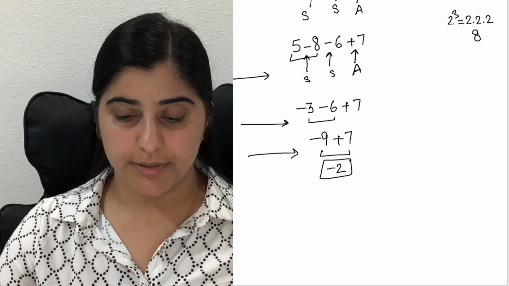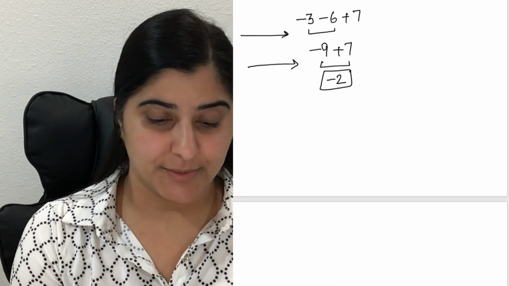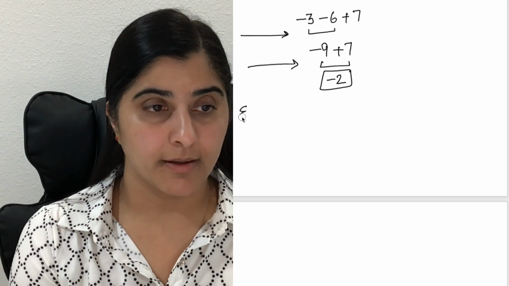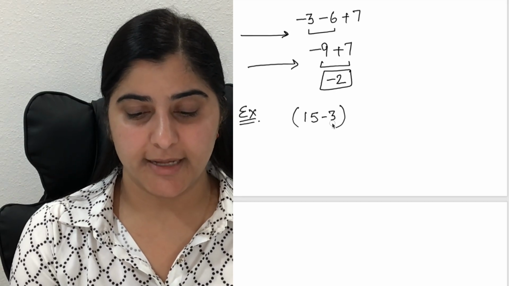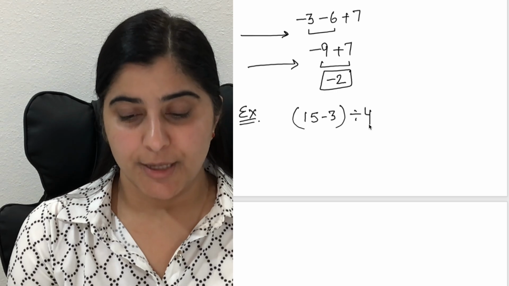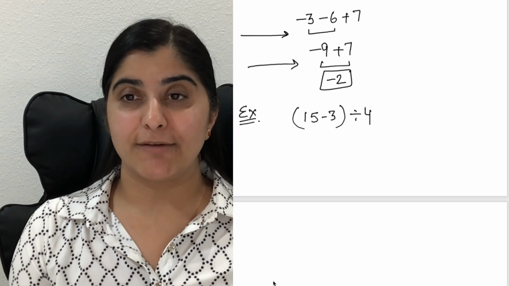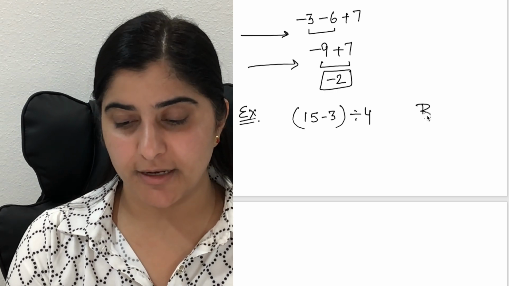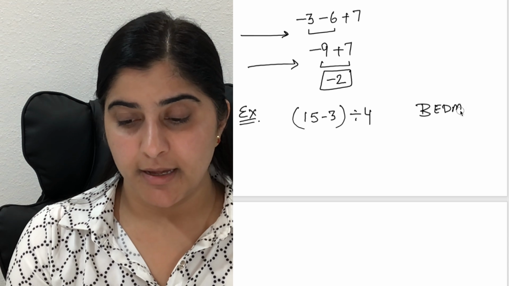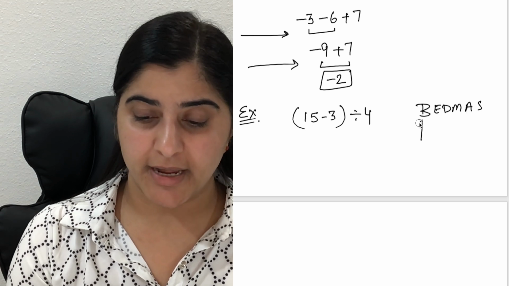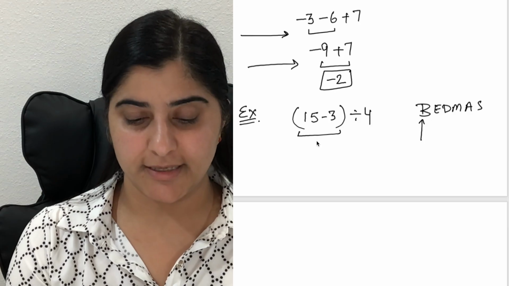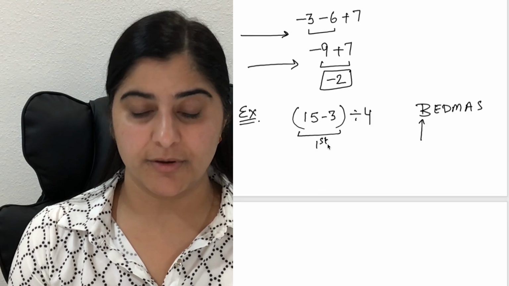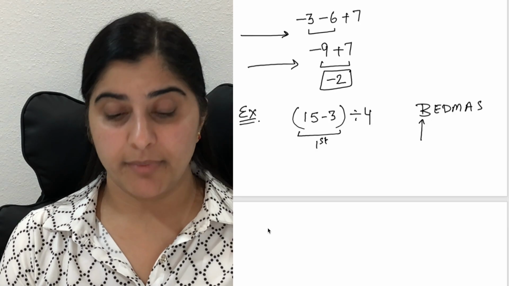Okay, let's do one more example here. 15 minus 3, in brackets, divided by 4. Which operation do we have to perform first? Let me write down the BEDMAS. In BEDMAS, bracket comes first. We have a bracket here, so we have to simplify the bracket first. So our first priority is to solve this bracket.